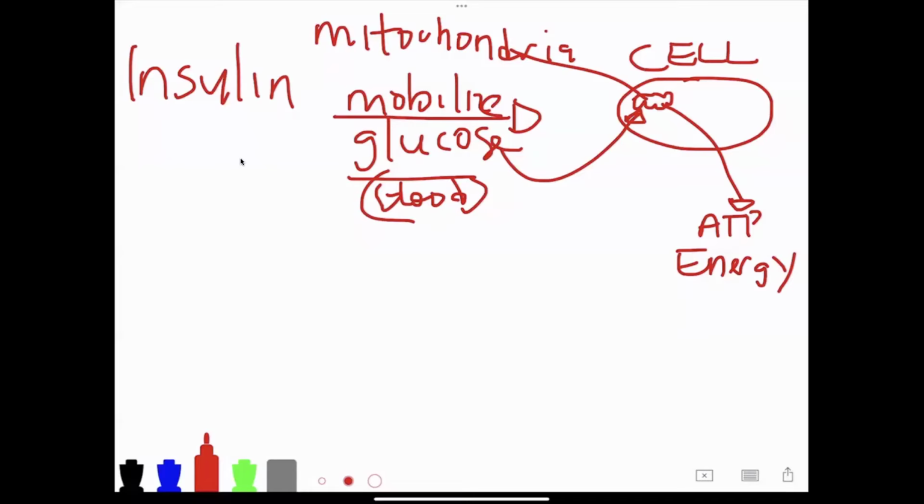When the cell doesn't have the ATP, the energy it needs to function, the cell malfunctions. And the simplest definition of a disease is a group of cells, tissues, organs, or systems that has malfunctioned. Why did it malfunction? Because it lacked the energy it needs to function.